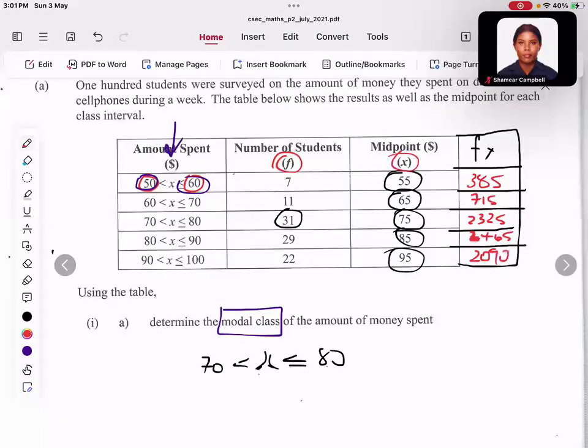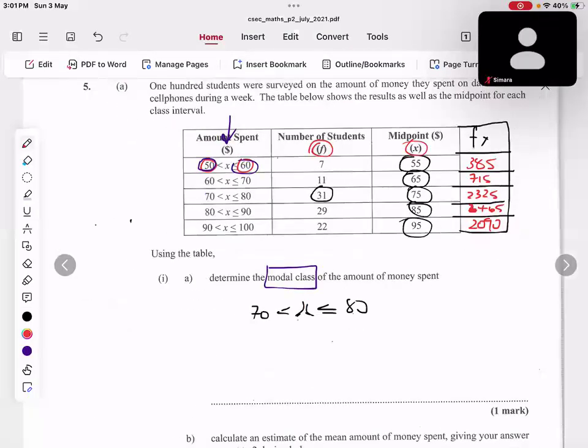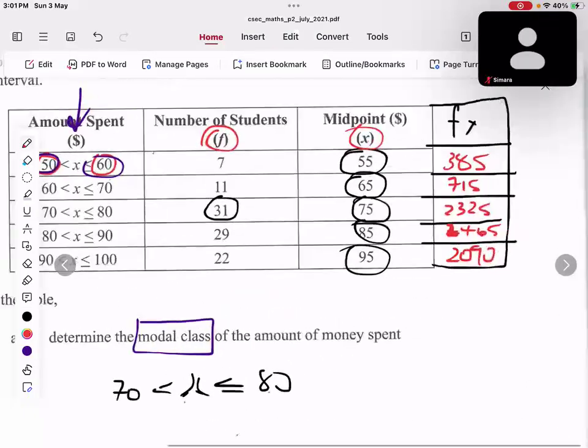I don't want to turn back. Can you confirm, as in you're working it out yourself and you're confirming all those answers? Yes, sir. Can confirm. Good, good, good. I don't want to turn back and say we made a mistake. All right, lovely. Now, that's the FX column.